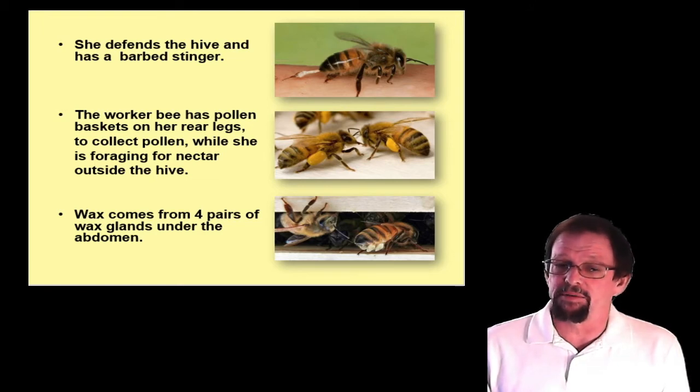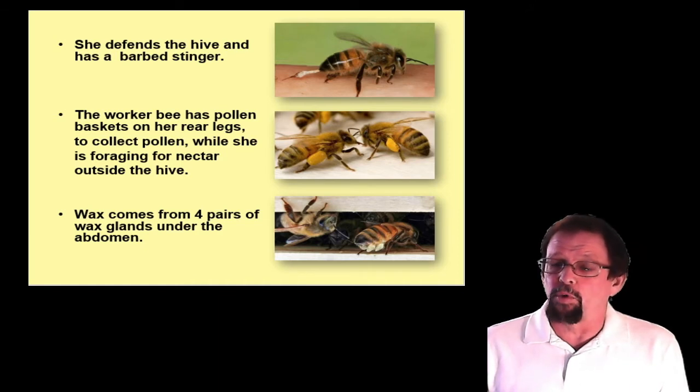Again, everybody relates the bee to the stinger, and that's used to protect the hive, and it's a barbed stinger. The honeybee also has pollen baskets on its rear legs to collect pollen while she's foraging for nectar. And again, this is used while she's outside the hive. And then on the bottom of the abdomen, there are 4 pairs of wax glands, which are used for producing wax to make comb.